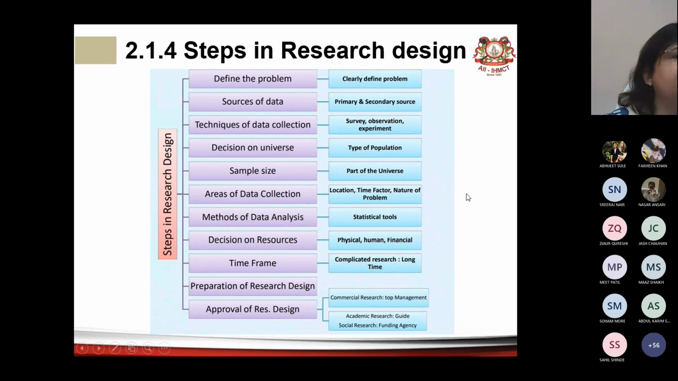Okay. Somebody is asking something. Then you have preparation of a research design, which obviously is all these things put together, and approval of the research design. This is more towards a corporate research or a PhD. Obviously, in your case, you will have to prepare a research design and take approval from your guide. In turn, your guide will take approval from me, and then you have to start.